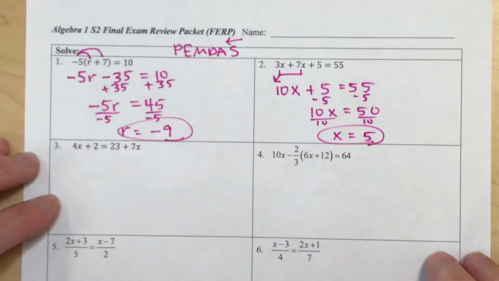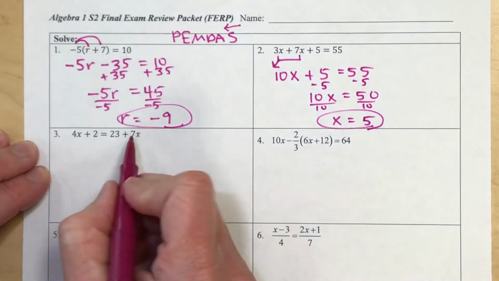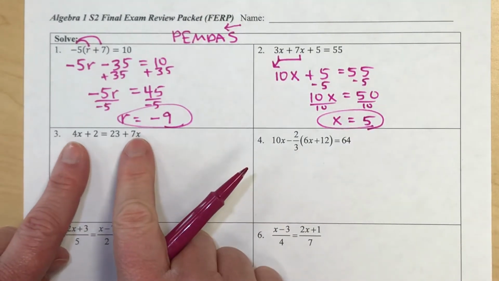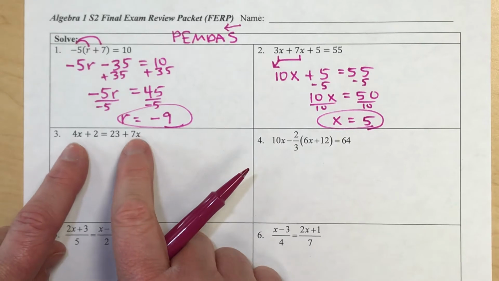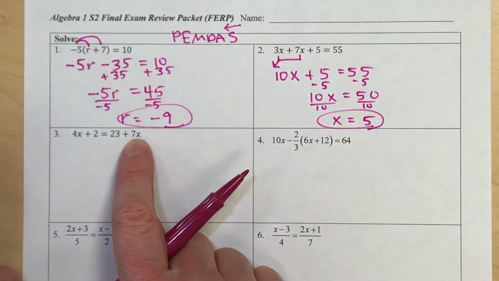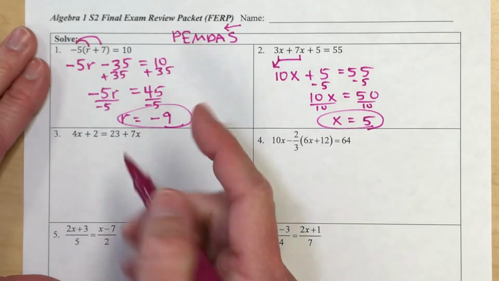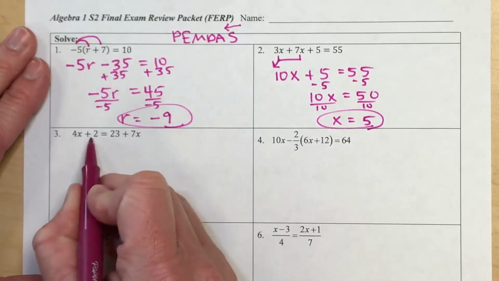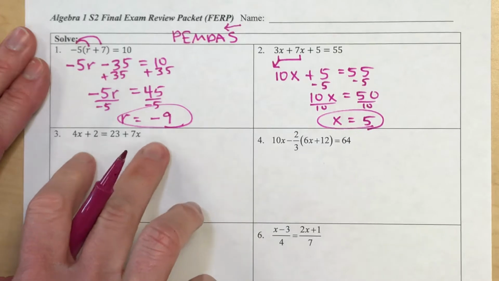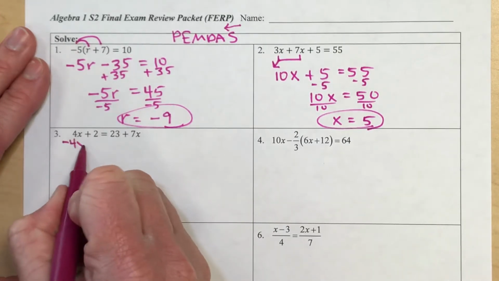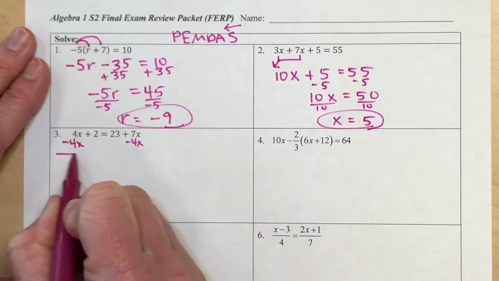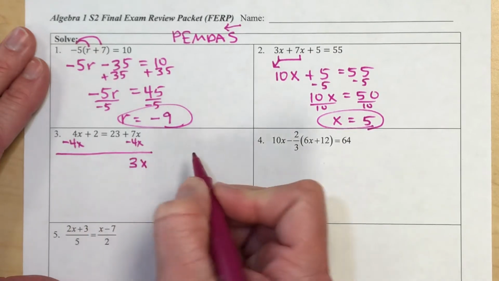Okay, here is number 3. I notice that I have the variable x, but it's on both sides of my equal sign. And what I need to do is have my x only on one side and my number terms on the other side. When I look at which one I'm going to move, it really doesn't matter which x you move, but most of the time I move the smaller x. That way I'm solving for a positive x versus a negative.